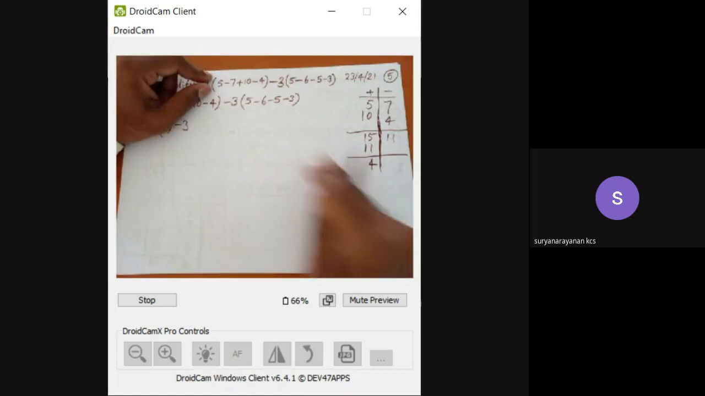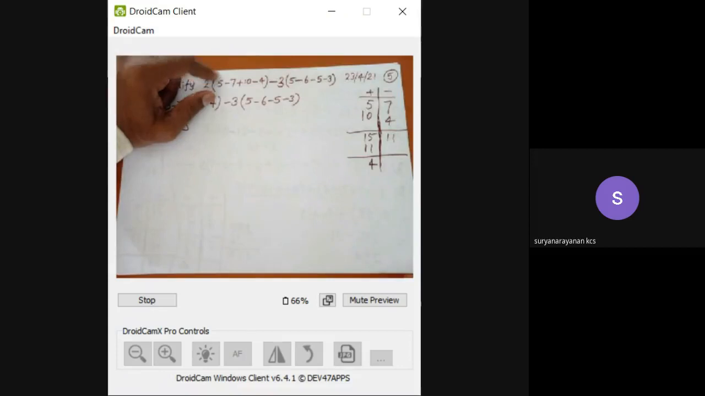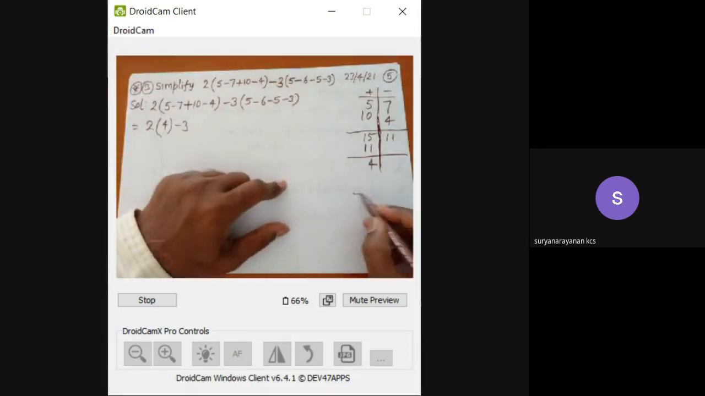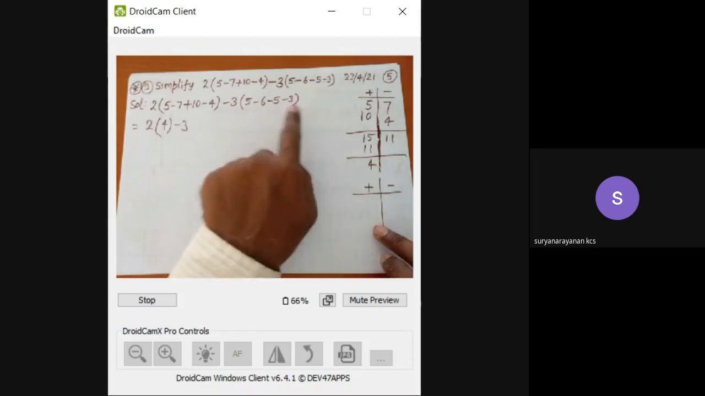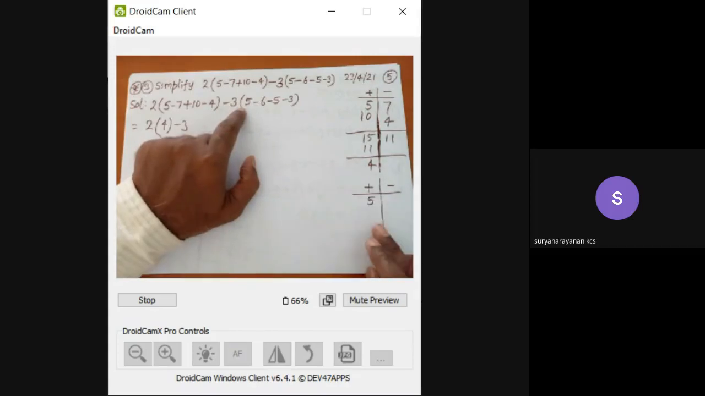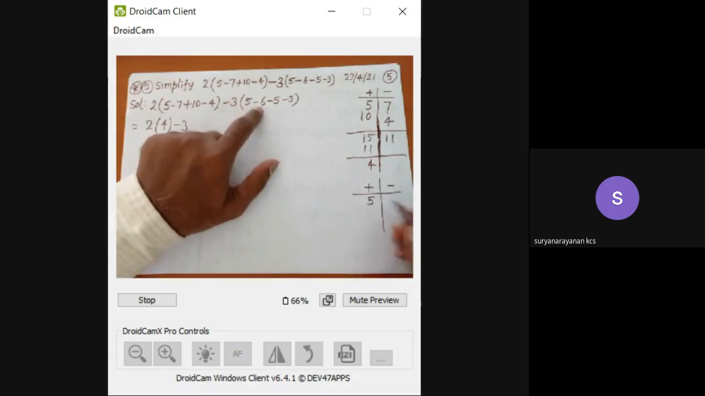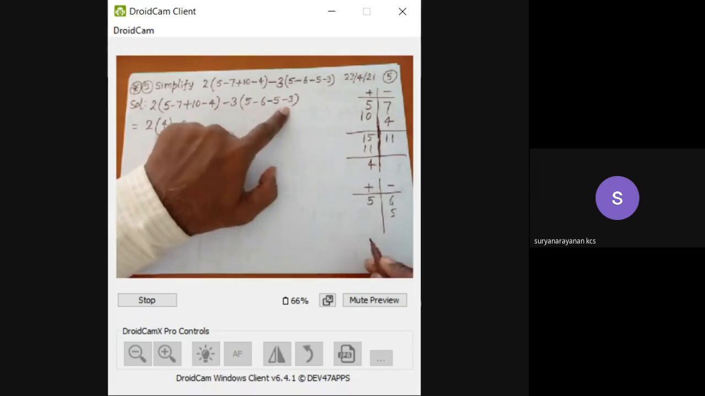Okay. Here also there are 4 numbers. We divide the numbers into plus numbers, positive numbers, and negative numbers. So first number is 5. We write it here. Second number is -6. We write it here. And the third number is -5. We write that number here. And the fourth number is -3. We write it here.